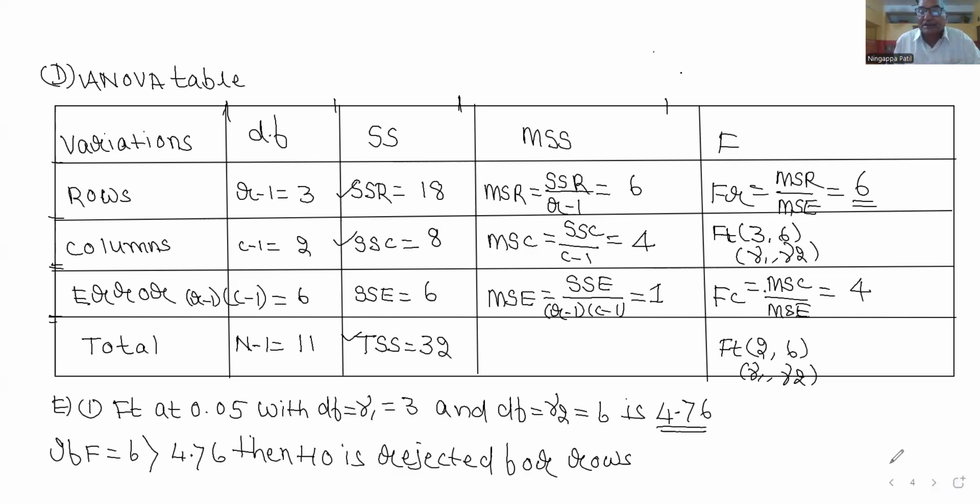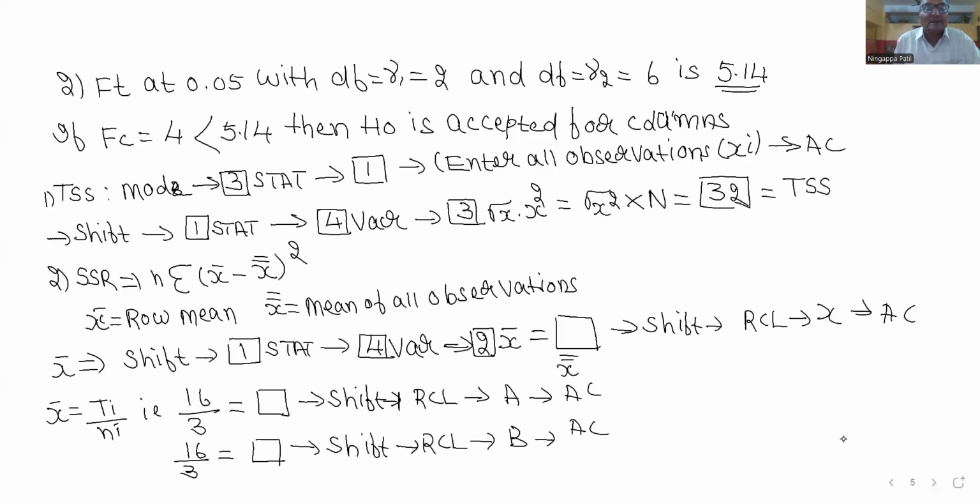Now, my dear students, I will tell you the TSS calculation in the calculator. You press the mode button, the third button, that is the stat button, and then the fourth button gives variance, and then the third button gives sigma x square. Look here, TSS. Mode button, third button, stat button, one button.